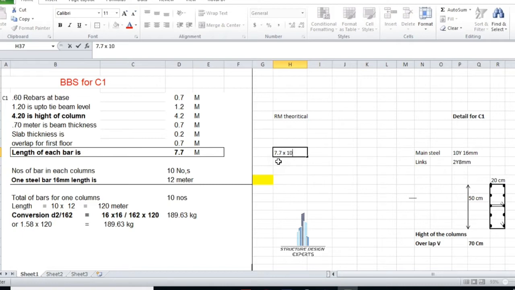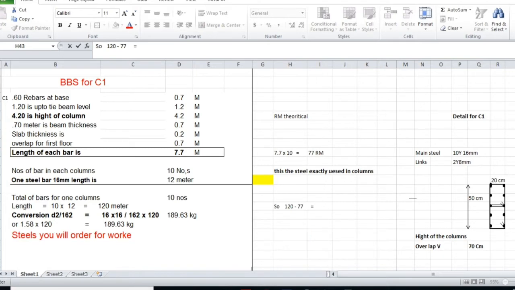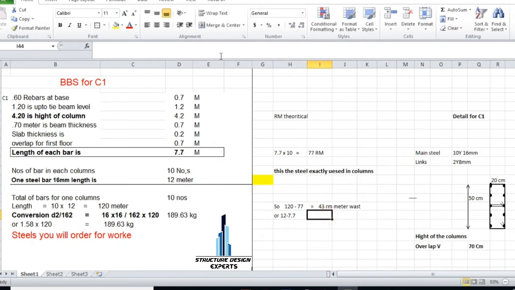We can adjust it anywhere, putting it in other members, but our demand will be 10 bars, which is 120 running meter. Basically 7.7 by 10 is equal to 77 meters of steel exactly used. We use 7.7 meter out of 12 meters, so the remaining will be pieces that we can use in other places.